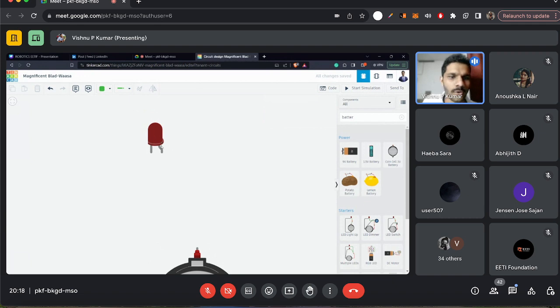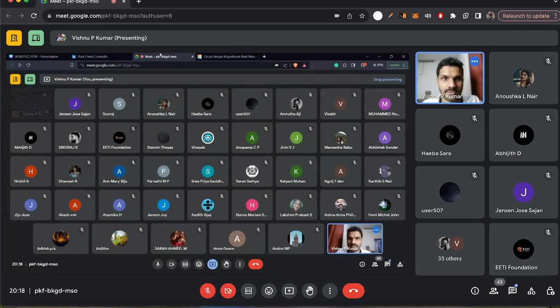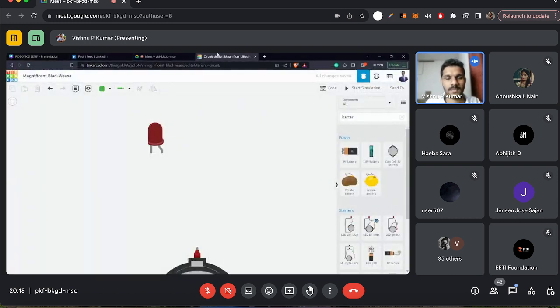We can just hover over this LED and we'll get the pin numbers and pin names. It has a cathode and an anode. Which one is positive and which one is negative? Cathode, negative or positive? Cathode.